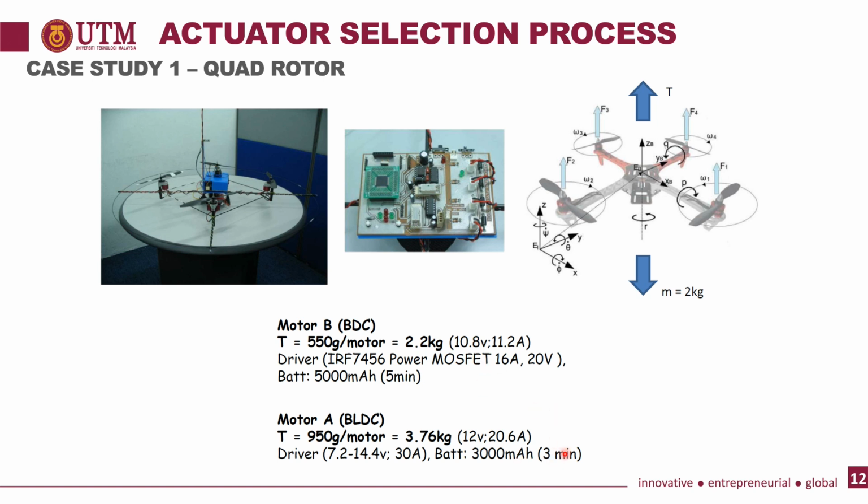So from this, obviously, we can say that maybe we need to use motor B, because the battery can last longer. The weight is not that much, but sometimes we may need to add some weight to the quad rotor to reduce its sway when it is flying. That is all depending on your application. All right, so this is the example of the modulator.